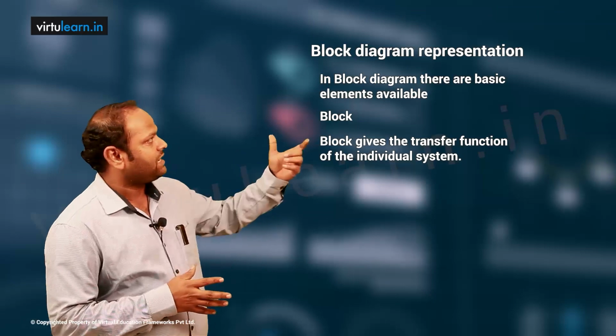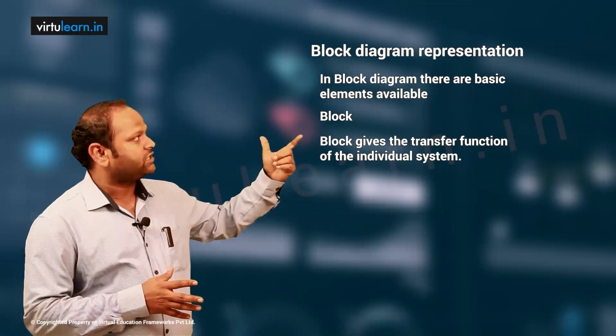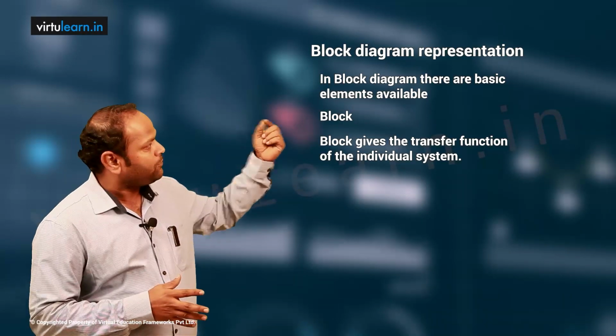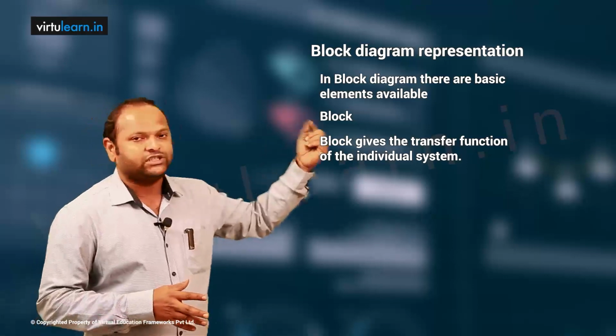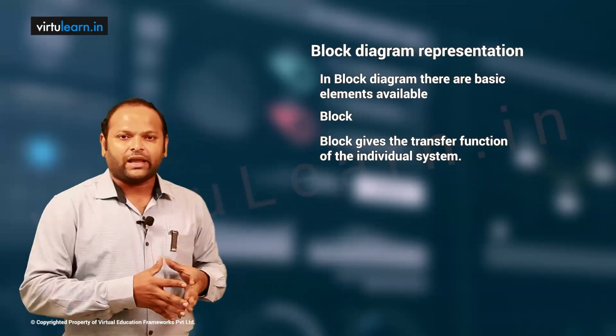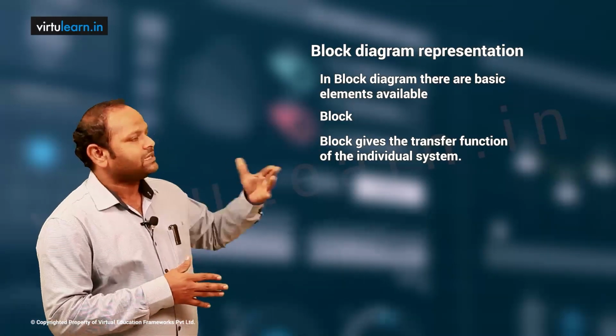For example, inside the block, if you write G, so G is the gain or transfer function of the system, which takes the input, let us say X, and output is Y, and Y by X is G. Whenever you want to represent the gain or the transfer function of an individual system, we represent it as a block.